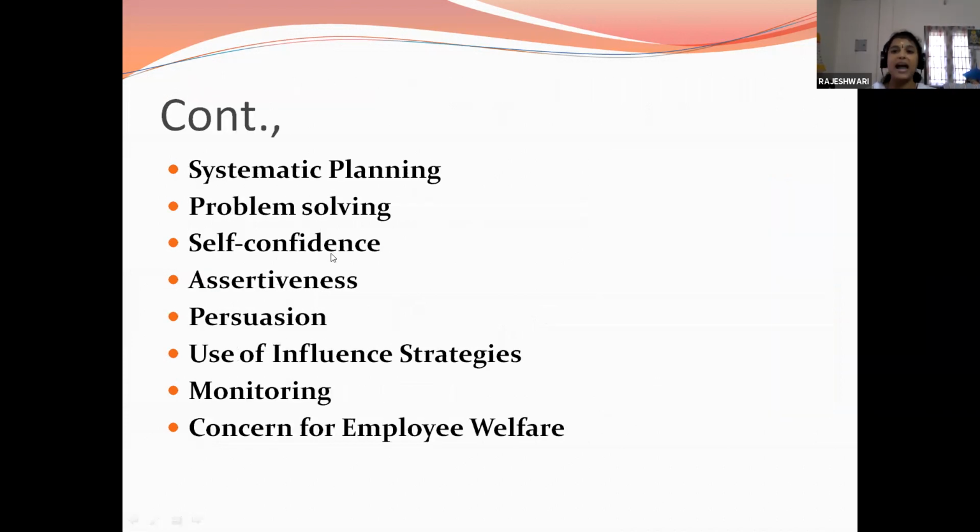Systematic planning should be there, along with problem solving techniques, confidence and some assertiveness. Yes, some inspiration should be there, and some monitoring capability, as well as a very important thing, concern for employee welfare. You are doing one business, so you should be very concerned for your employees' welfare also, because they are also in your group. This is not a one-man show. You are fully in teamwork. So these are the qualities of an entrepreneur.